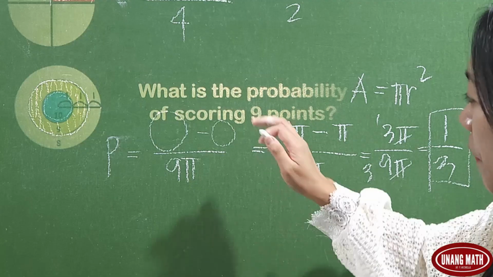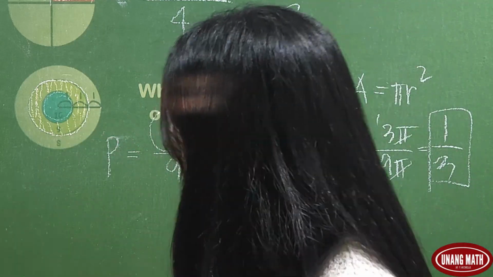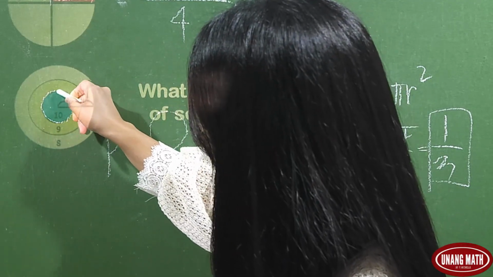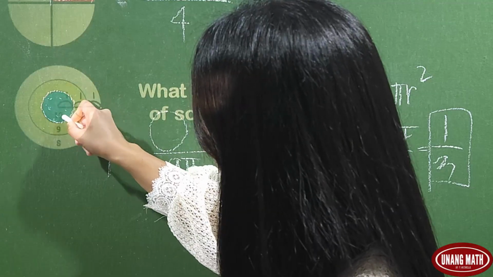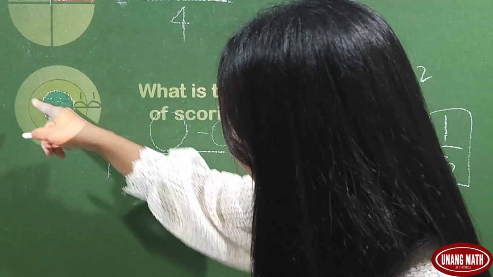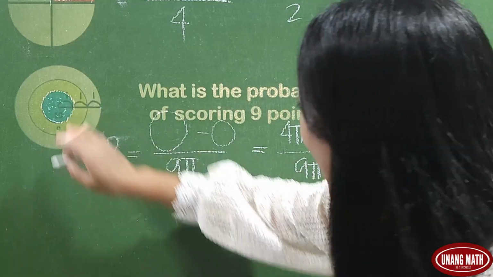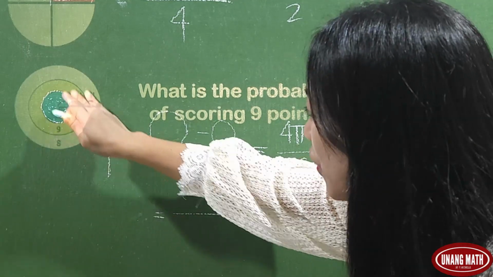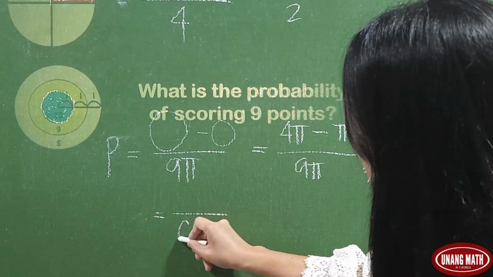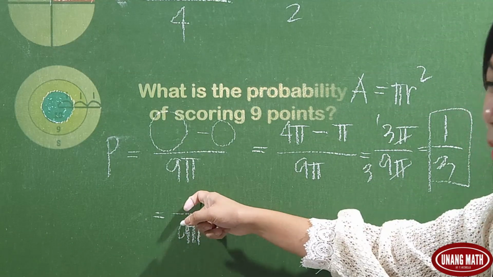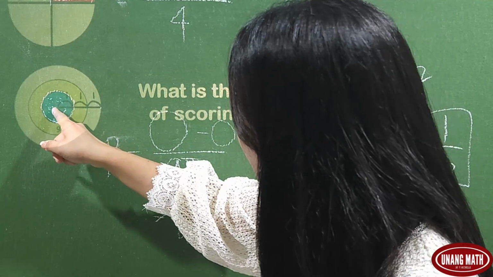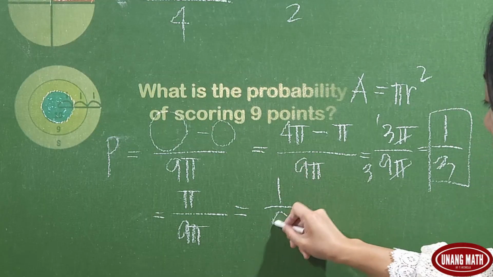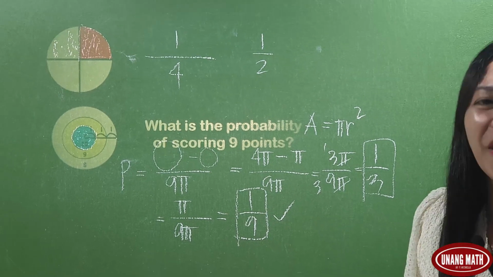Okay, what about the probability of scoring 10 points? So if it's 10 points, then you should hit any point in this region. Okay, so the total area, or the area of the entire region, would be 9 pi. What about the favorable region? So the area of the favorable region is pi. So it means probability is 1 over 9.